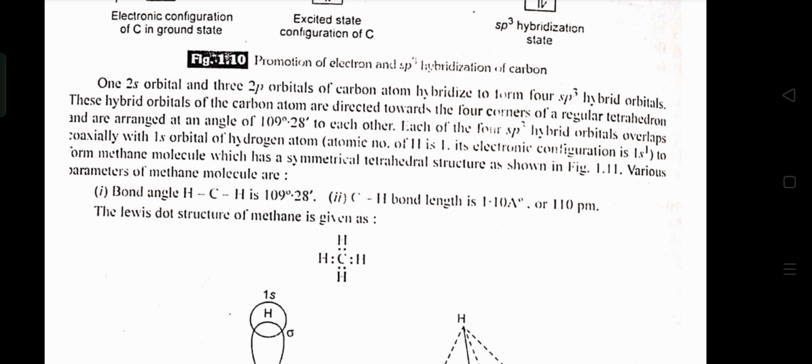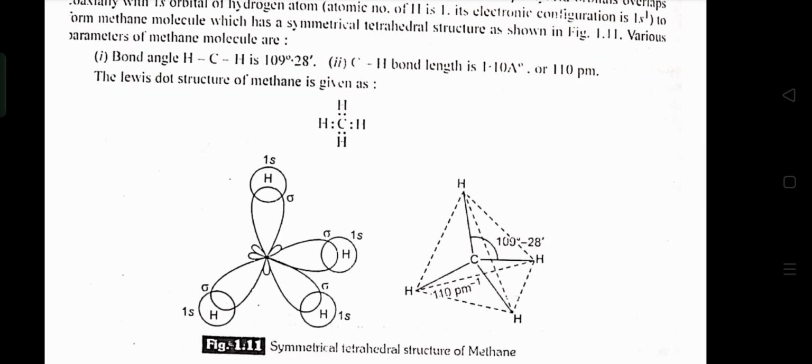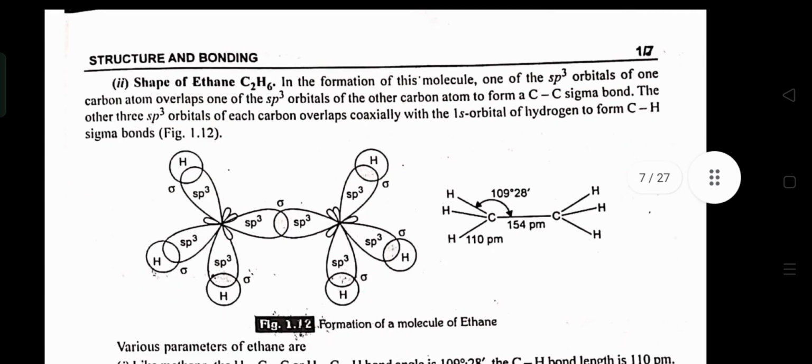Various parameters of the methane molecule: bond length. Bond length of C-H is 1.10 Angstrom. Bond angle of H-C-H is 109 degrees 28 minutes, and the Lewis dot structure is given in the figure.